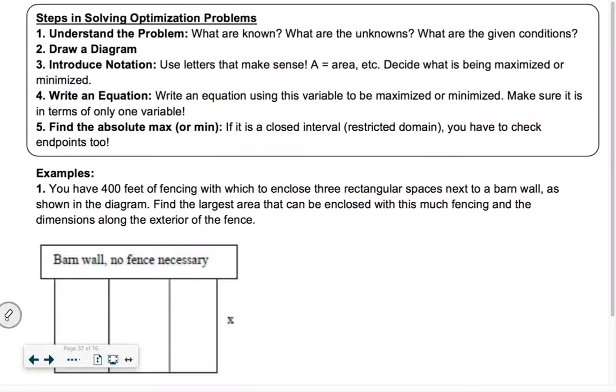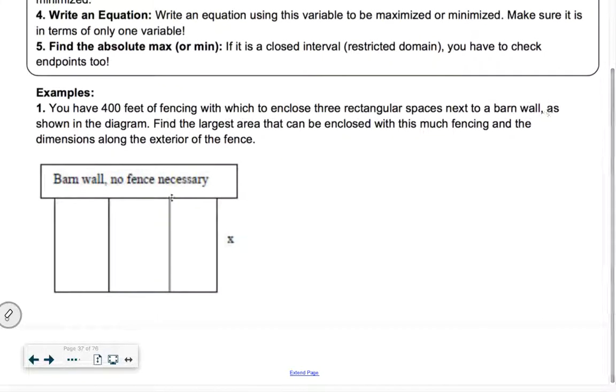Yeah, exactly. So number 1, it says you have 400 feet of fencing with which to enclose 3 rectangular spaces next to a barn wall. So we are not going to put the fence along the wall. That's weird. Okay, so we're going to have our fence going around, and we're going to have 3 separate pens. Okay, and so if this distance is x, then every single vertical distance is also x, right? So we're going to have x, x, and x there.